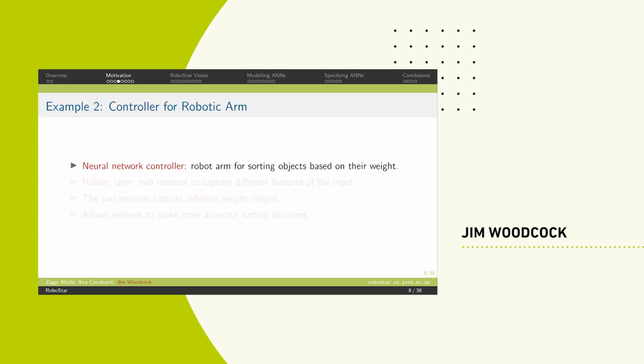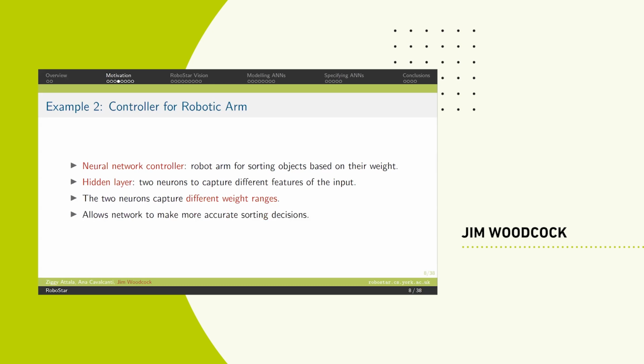Second example, a robot arm. So this robot arm, we've got a neural network controller, and the arm is sorting objects and putting them into different sorting bins according to their weight. Now, this time it's slightly more interesting because there's a hidden layer. So the hidden layer has 2 neurons in it. So 1 layer, 2 neurons, and it captures different features of the input. And in this very simple example, the 2 neurons capture different weight ranges. And this allows the network to make a more accurate sorting decision.